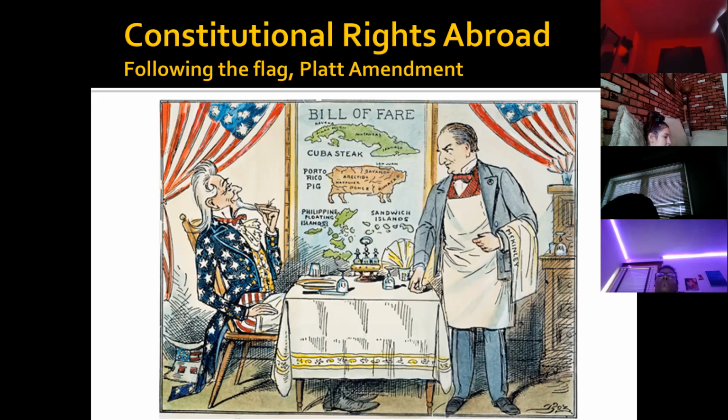So again, the United States can intervene in any foreign affairs that Cuba finds themselves in. And the United States also gets to establish a permanent military base in Guantanamo Bay, which I will spell for you. I also just put it in the chat. So again, they have a permanent military base called Guantanamo Bay, which you guys might have heard of.